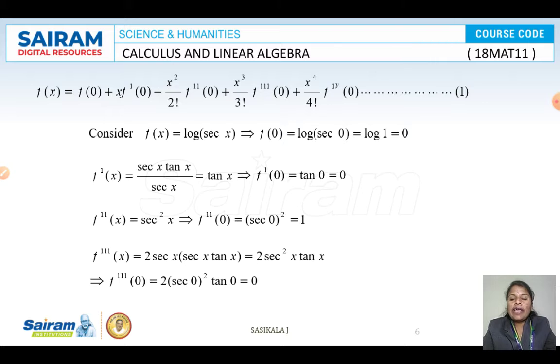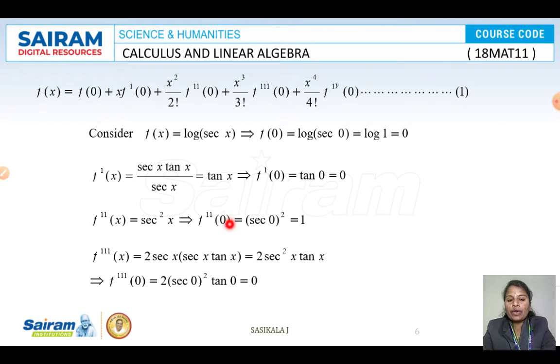So, what is that? f'(x) is the derivative of log of secant x. What is that? 1 by secant x, and then secant x's differentiation is secant x into tan x. So, that will give secant x tan x by secant x, which is equal to tan x. Secant will get cancelled. So, now f'(x) is tan x. f'(0) is tan 0, which is 0.